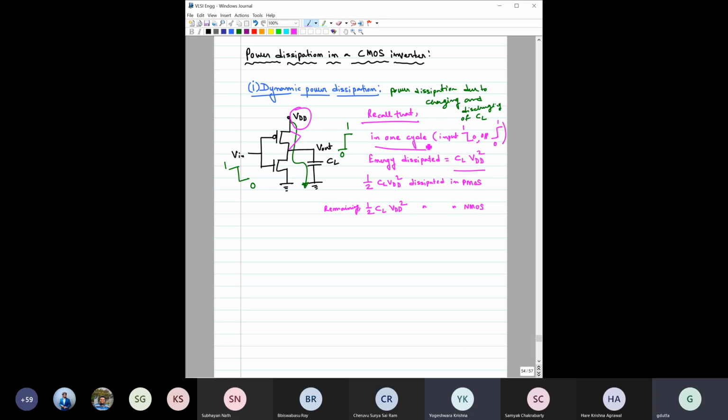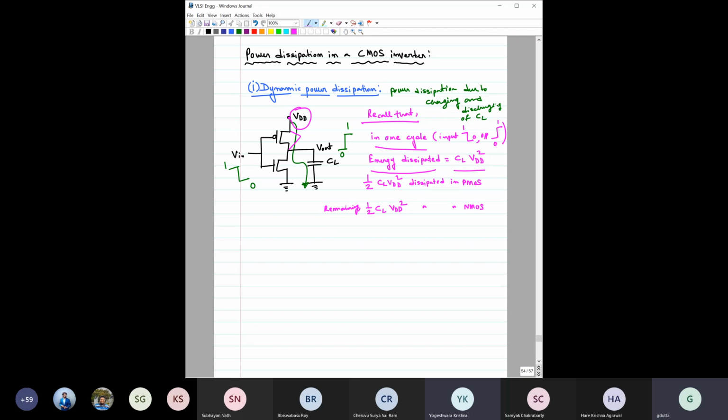So if you see for this scale, when the output is changing from 0 to 1, for this case, the total energy dissipated, or the total energy taken from this VDD source, is nothing but CL VDD square, right? Now we are trying to find what is the power consumption.